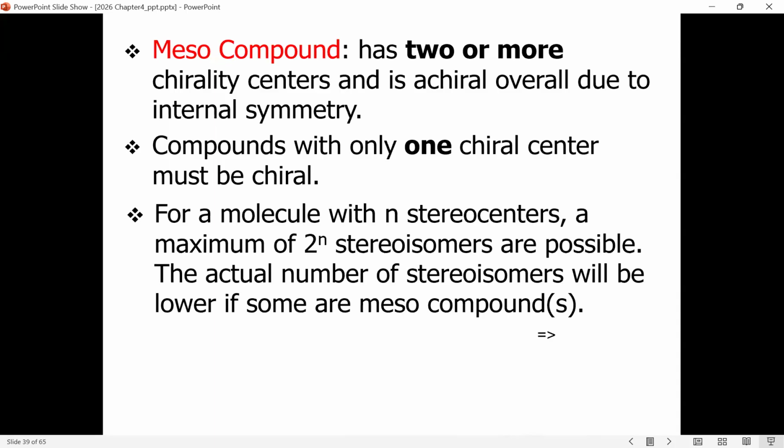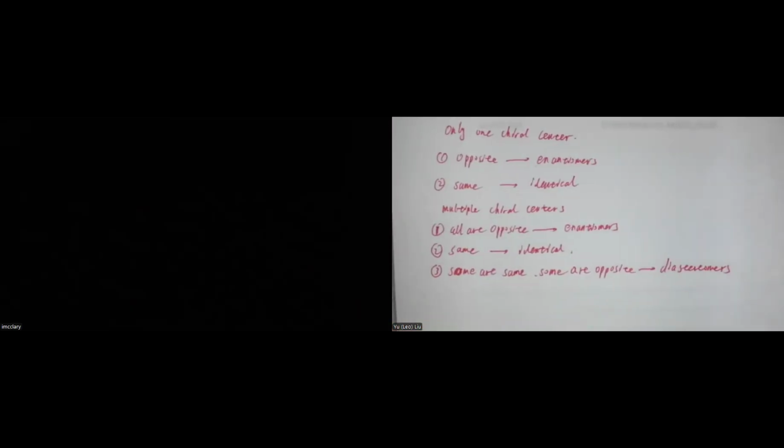And so if we have a molecule with n stereocenters, the maximum number of stereoisomers could be 2 to the n. But because of meso compounds, the reality could be less than 2 to the n. Right, and then we work on maybe two practice cases here.